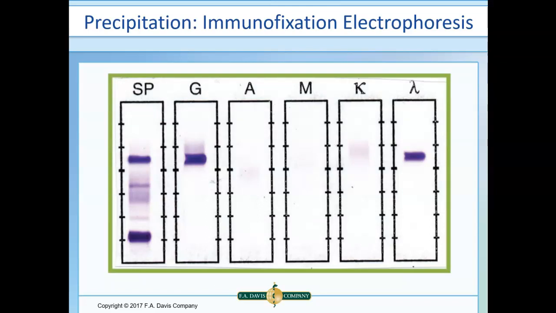Okay, we have different types of immunoglobulins on here. We've got IgG, IgA, IgM, and we've got some kappa and lambda down here on the end as well.